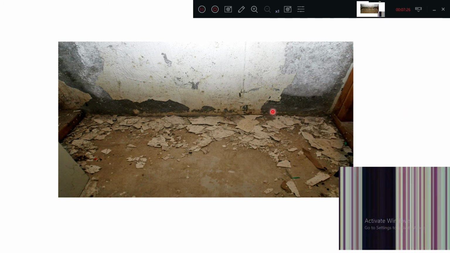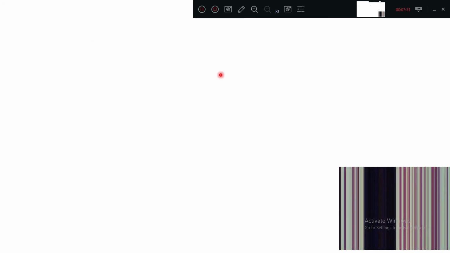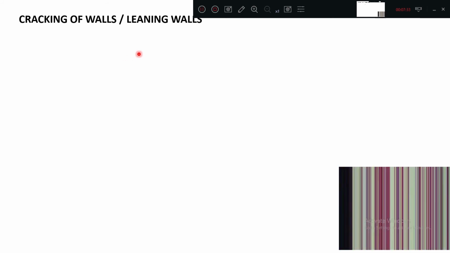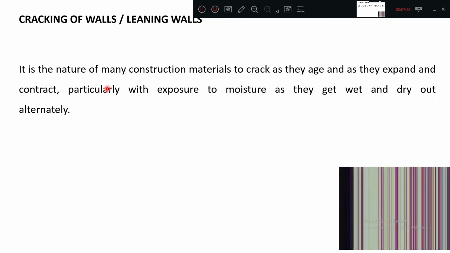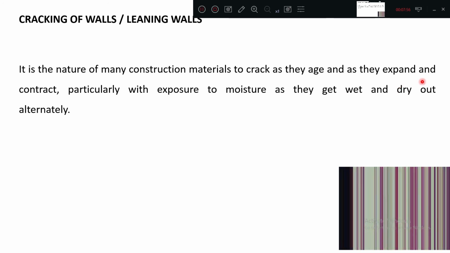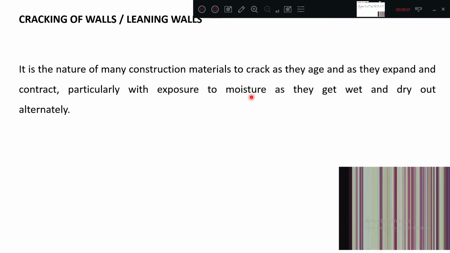So what you see here, the surface has come out, it has been removed. So next type of defect is cracking of walls or leaning of walls. Okay, cracking of walls. It is the nature of many construction materials to crack as they age. Means what? After some time, some years, almost all materials start to crack because they are losing their strength, because they are not in their natural state. They expand, they contract due to temperature variation, particularly with the exposure to moisture.